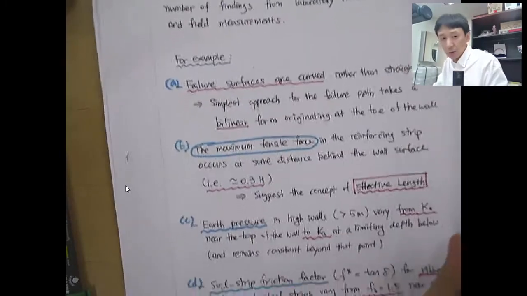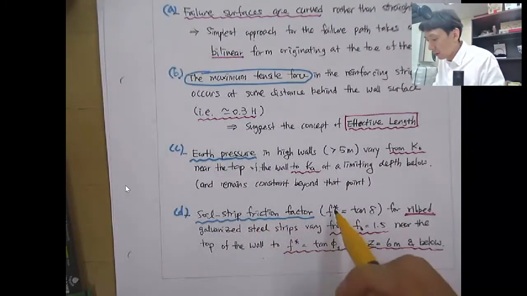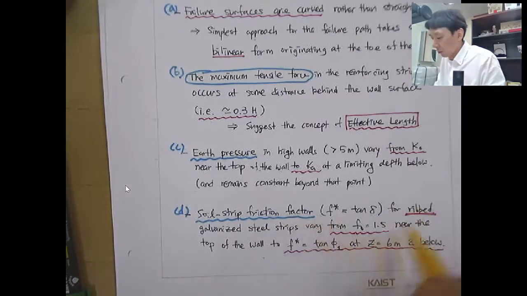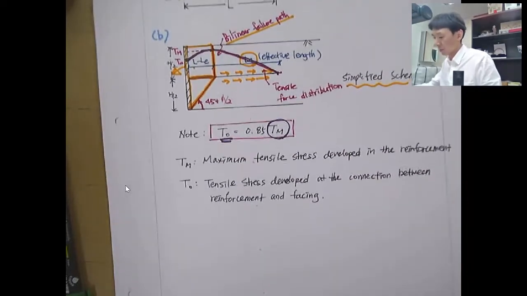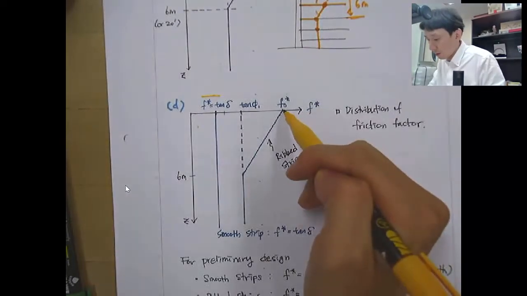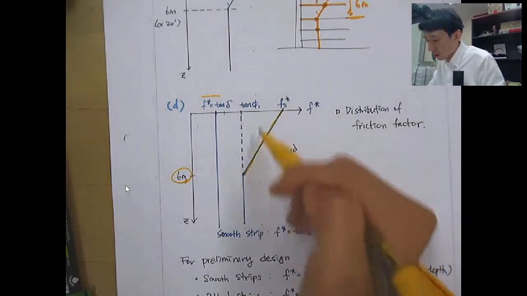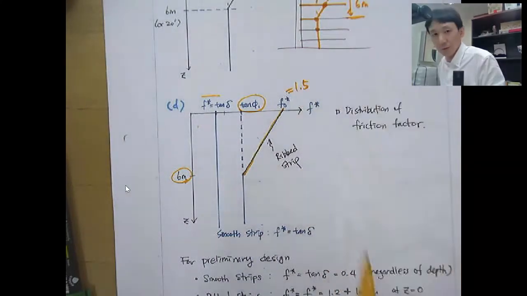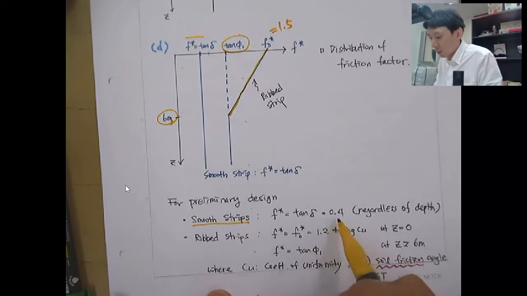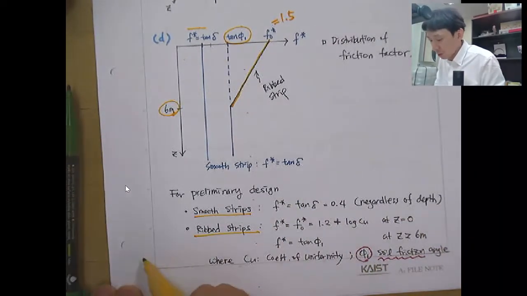And the last observation here is the soil-strip friction factor F star, which is tangent δ. For ribbed galvanized steel strips, it varies from F naught, 1.5 near the top of the wall, to tangent φ1 at a depth of 6 meters and below. So if it's a ribbed steel strip, F naught, 1.5 here, will decrease to tangent φ1 at a depth of 6 meters. For a smooth strip, you just use a constant tangent δ, for example 0.4, regardless of depth. A ribbed strip is a strip that has this kind of a rib.